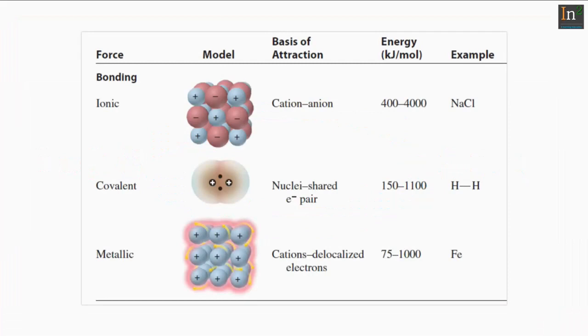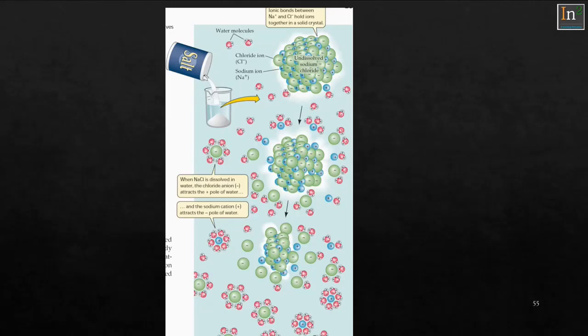For example, in ionic interaction, the energy involved may be 400 kilojoules to 4000 kilojoules per mole. For example, in case of NaCl, if we have a big crystal of NaCl, can we crush it by our hand? So it's very strong. But when we place this crystal into the water, both the sodium and chloride ions get automatically dissolved and separated from one another. This is the most important property of ionic bonds.